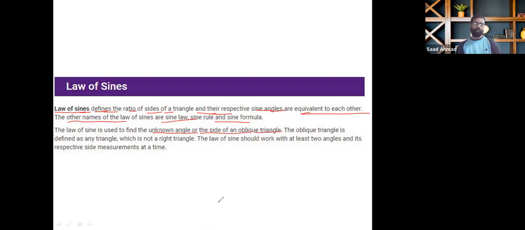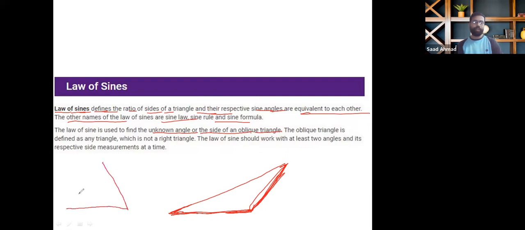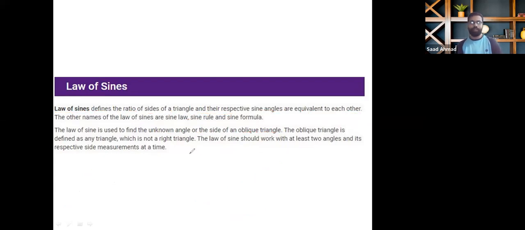So what is an oblique triangle? A triangle which is not a right triangle, let's say like this. This is an oblique triangle. This is not a right triangle, so we cannot just use the sine, cos, and tan ratios for this normally, because those ratios are for right triangles. But we can use the law of sines for this. This is also an oblique triangle, because they are not right triangles. None of the angles is 90 degrees.